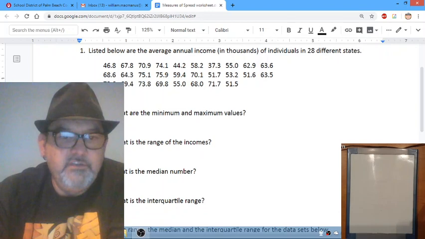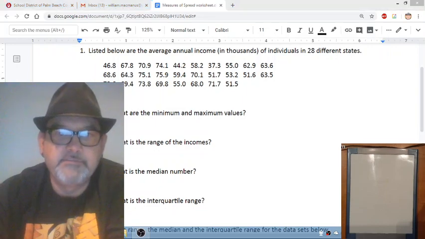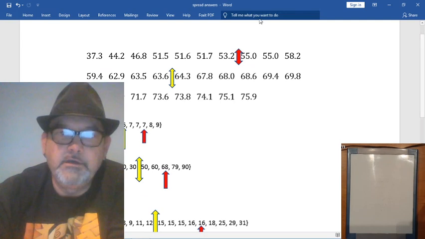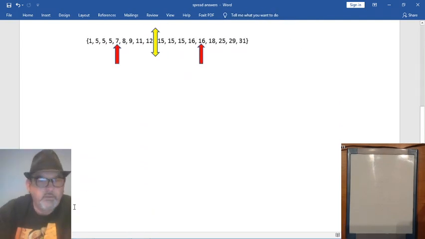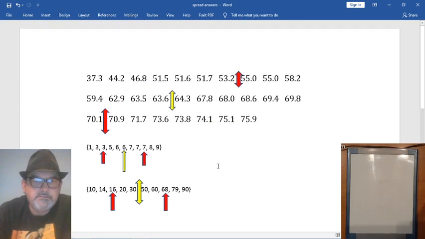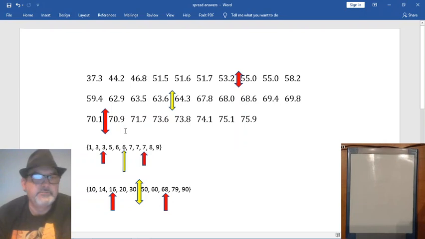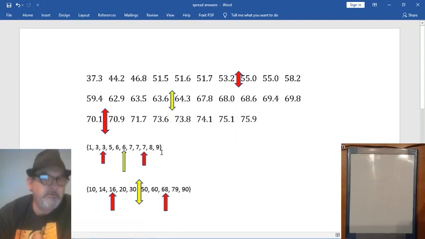So first thing you guys had to do, and hopefully you remembered this, is you had to put these in order from smallest to biggest. So I already did that for you here. Let me fix these windows, make them a little smaller. All right, that's better. So for this first one, I went ahead and put these in order from smallest to biggest. So the first question was, what is the minimum and what's the maximum value?